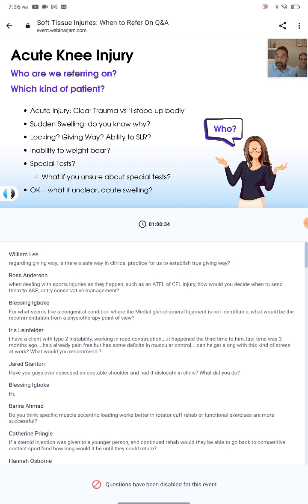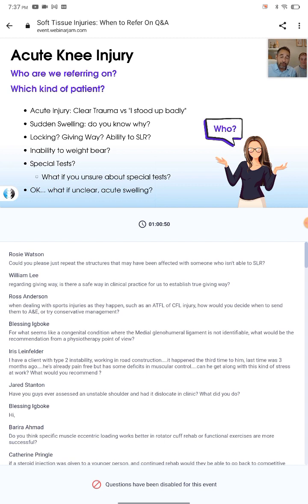Special tests. Now you might be thinking about things like your Lachman's test or your anterior draw test for the ACL, your valgus test for the MCL, varus for the LCL, all the other tests that we know about at the knee. But what about if you have an individual whose knee is so painful and so sore that you feel you can't do your special tests? Well, that's where the knowledge of the subjective history signs really comes in handy.